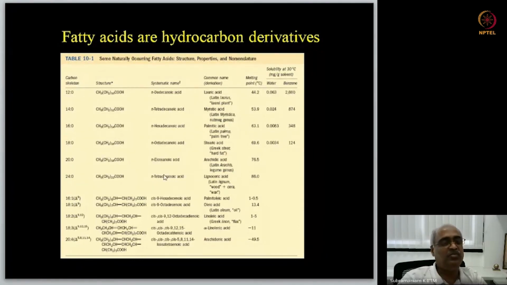The most common ones are 16 carbon, 18, and 20. These are the most common ones. For example, palmitic acid, which is abundant in palm oil, and that's where the name comes from. That is hexadecanoic acid. Stearic acid, which comes from hard fat like beef. Beef has fat which is more fatty than the butter. And so that is 18 carbon, stearic acid.